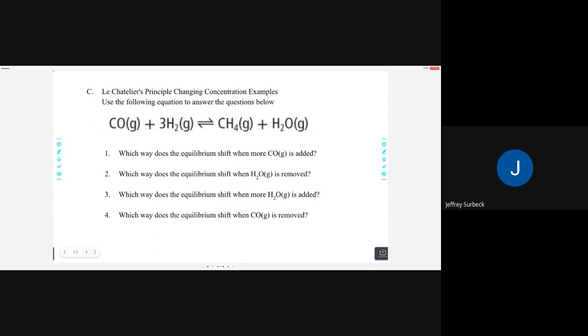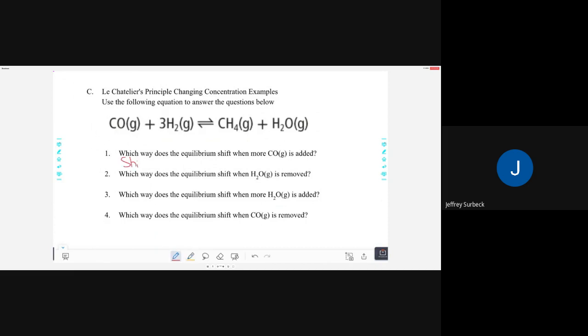All right, so we have our equilibrium. Everything's a gas, so it would be included in that equilibrium constant expression. Number 1 says, which way does the equilibrium shift when more carbon monoxide gas is added? When we talk about shifts, we're either saying shifting right or to the left of our equilibrium equation. The first thing we do, we find that substance, CO. It's on the left-hand side. We've added it, so it shifts to the opposite side. So we would say it shifts right.